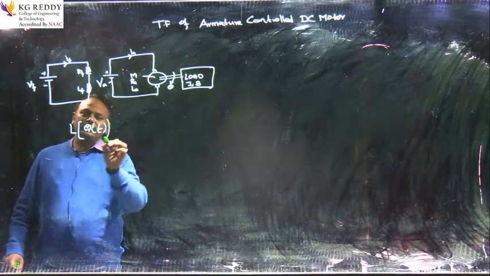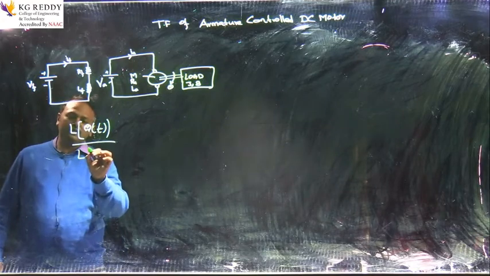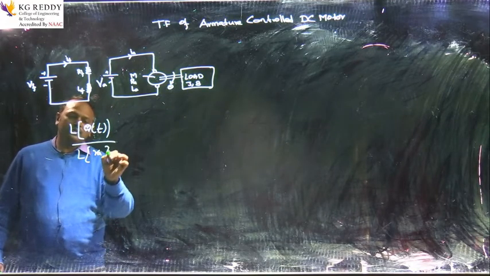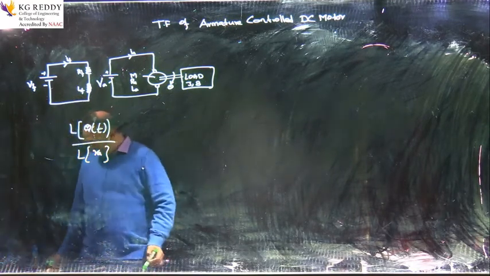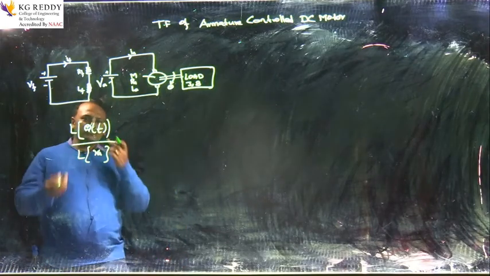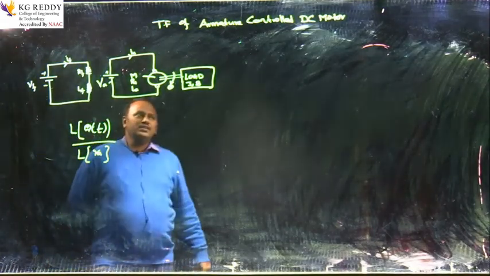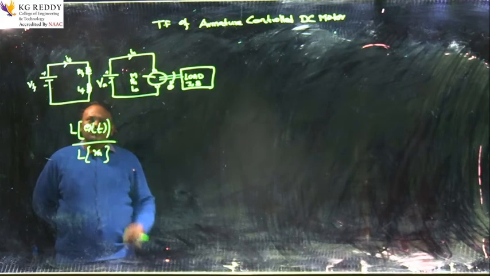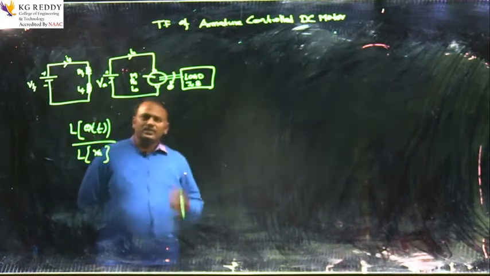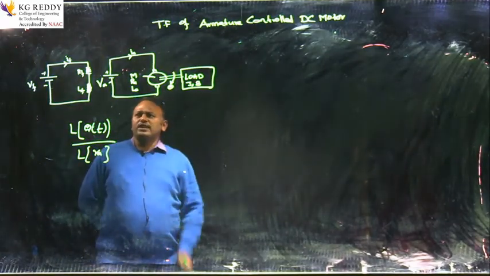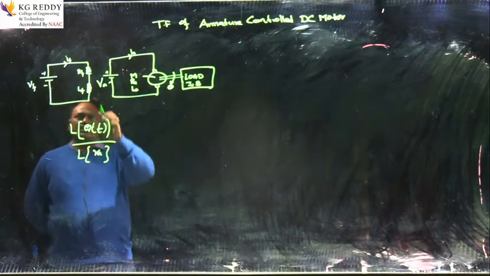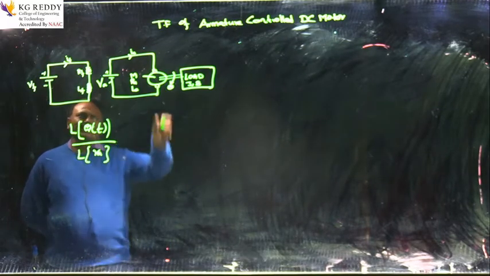theta of t, by the input armature voltage. This is what we are going to derive for a DC motor which is controlled by the armature circuit. As I said already, it is an electromechanical system. It is a combination of electrical as well as mechanical system.